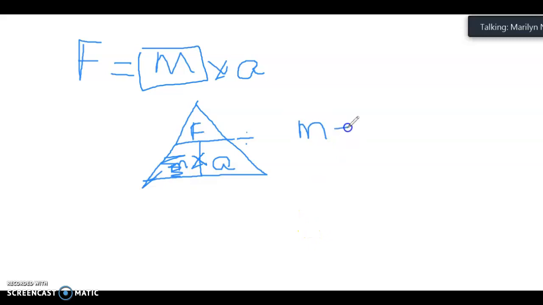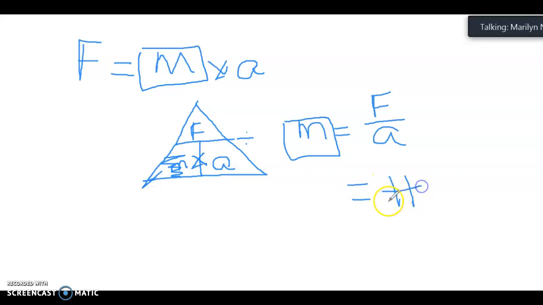So M equals F over A. So one letter over another letter is a division. You are looking for mass. So when you finish the division and you have the result, the number, you need to put the unit for mass. The unit for mass is kilogram.